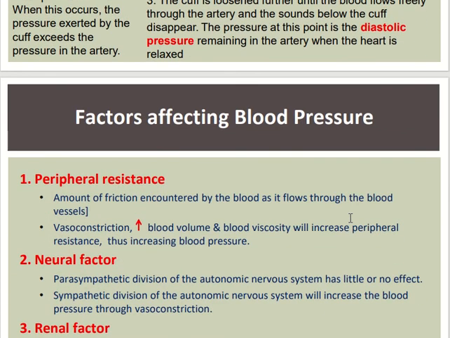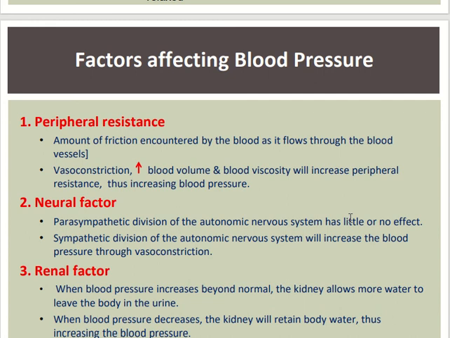Okay, and next, what are the factors affecting the blood pressure? There are several factors that affect the blood pressure. The first one is the peripheral resistance. Peripheral resistance refers to the amount of friction encountered by the blood as it flows through the blood vessel. What we can say is that it is the amount of friction in the blood vessel. Okay, so the one that will increase the peripheral resistance is vasoconstriction. Vasoconstriction is a condition where the blood vessel narrows, and it increases the friction inside the blood vessel.